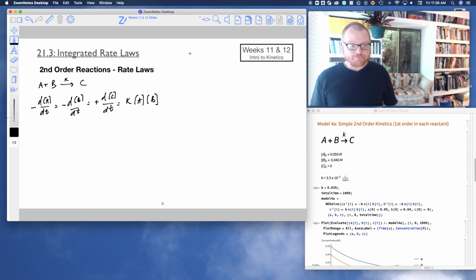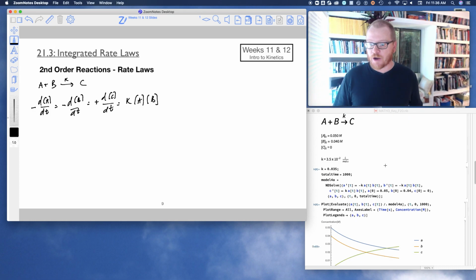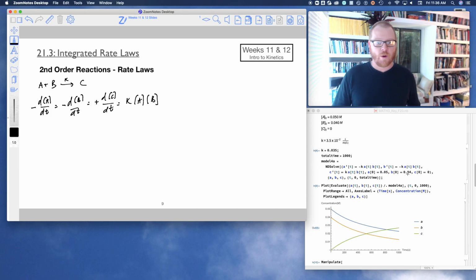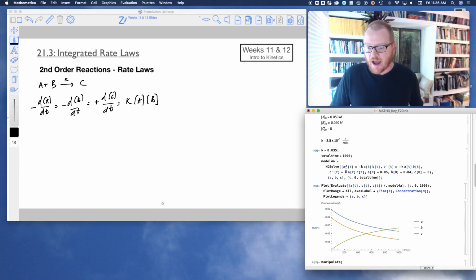And so I've got that set up here in the Mathematica model. If we follow through that real quick, check it out. Look, I've got A prime of t, so we know that's dA by dt, equals negative k times A times B. So that's all good. Now we've got to write the rate for B. dB dt equals negative k times A times B. So it's the same thing. And then finally, dC dt equals positive k times A times B.